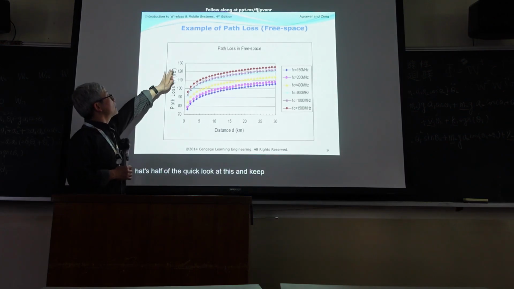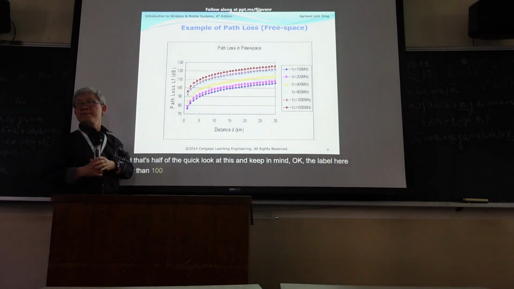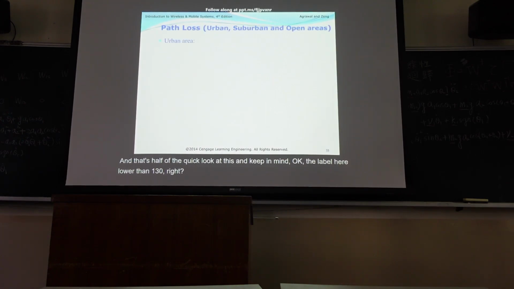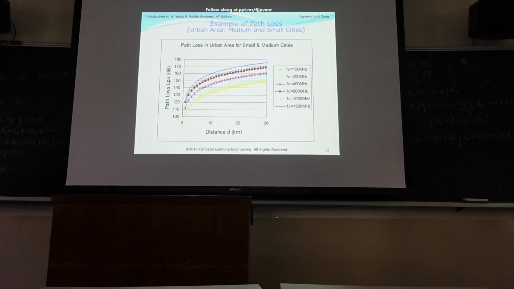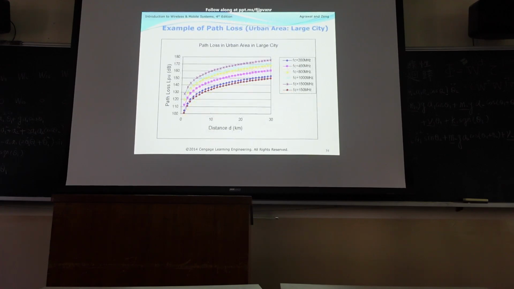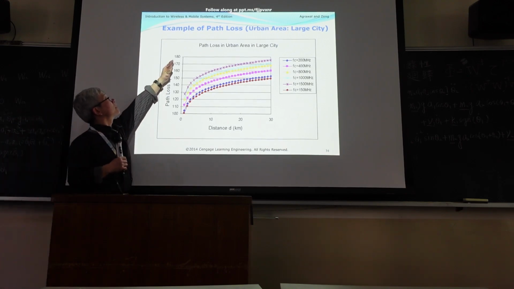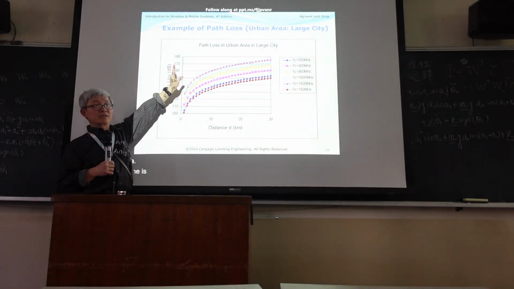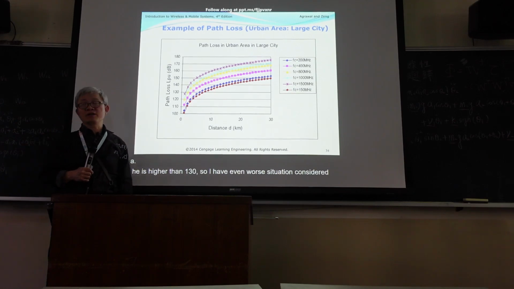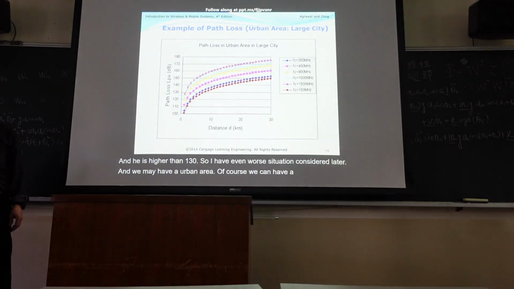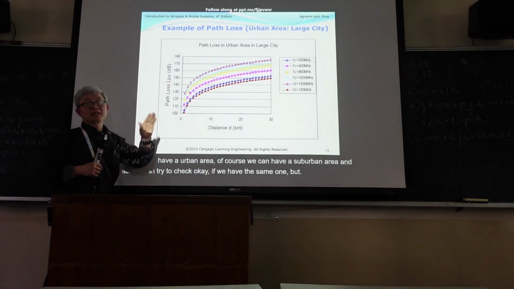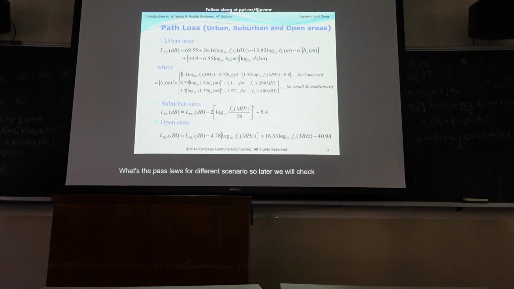Keep in mind, okay, the value is lower than 130, right? So for an urban area, it is at least higher than 130. So we will have an even worse situation considered later. And we may have an urban area. Of course, we can have a suburban area. And later we can check, if we have the same setup, what's the path loss for different scenarios? So later we will check it, but let us get back to this one first.